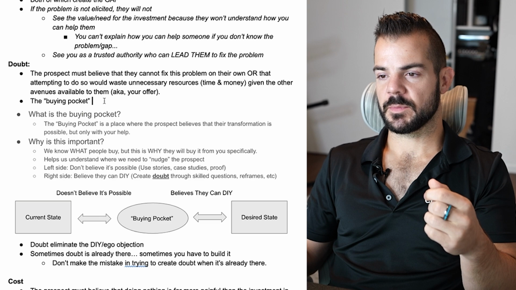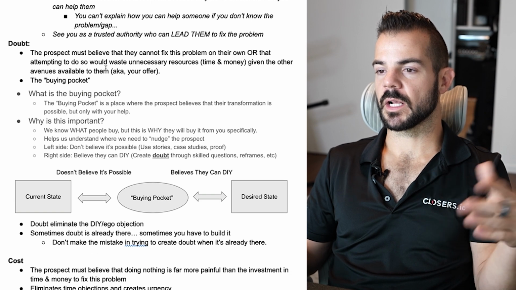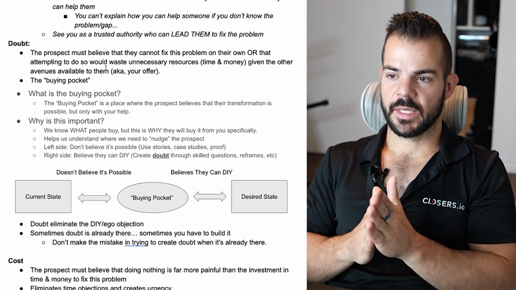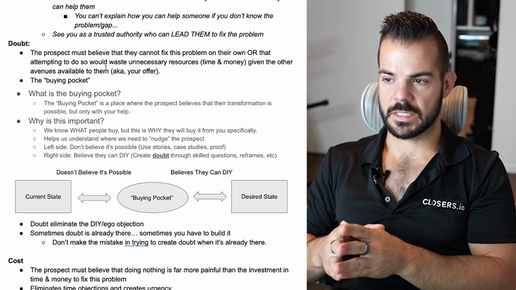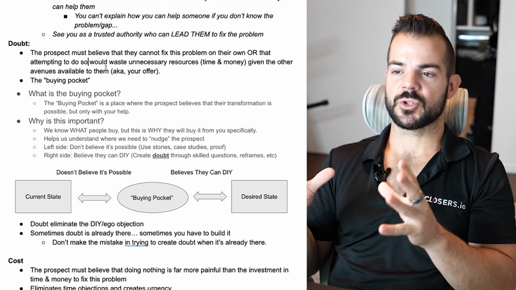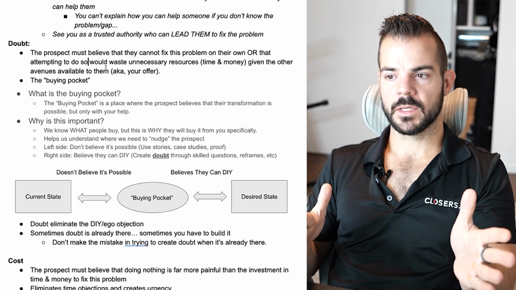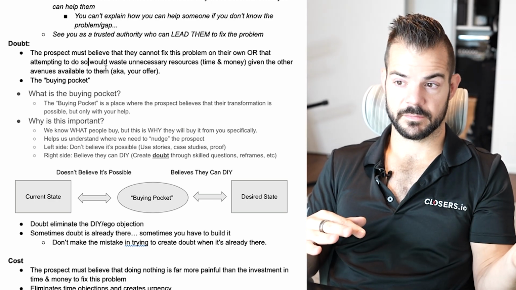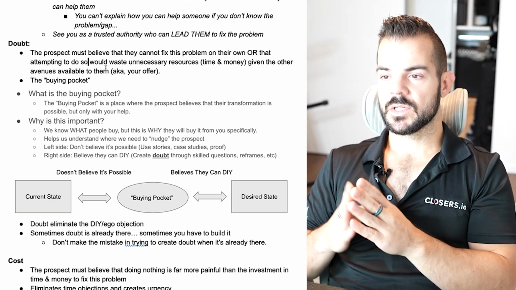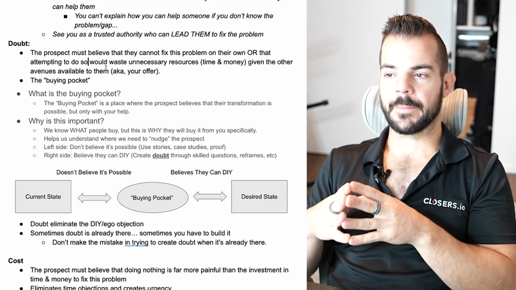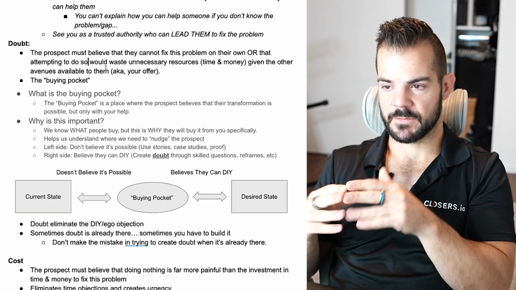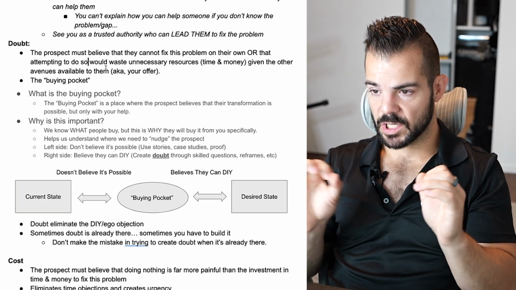So this brings me up to something called the buying pocket. The buying pocket is something I learned from one of my mentors, Taylor. And the buying pocket is a place where the prospect believes that their transformation is possible, but only with your help. Okay, so why is this important? We know what people buy, but this tells you why they'll buy from you specifically. It also helps us understand where we need to nudge the prospect, okay?